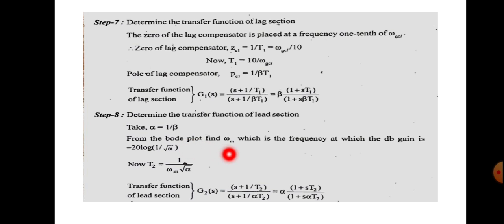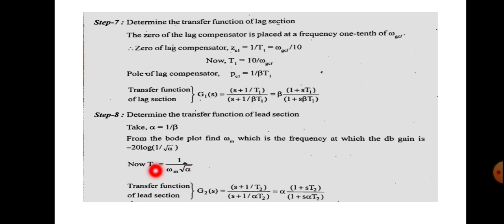From the Bode plot, we have to choose a value of omega m, which is the frequency at which the gain is minus 20 log 1 by root alpha. That you should note down. So first you calculate alpha from the value of beta, and next you calculate the gain using the equation minus 20 log 1 by root alpha, and correspondingly find the frequency omega m. Once you obtain omega m from the Bode plot, you can easily find T2 using the equation T2 equal to 1 by omega m into root alpha.